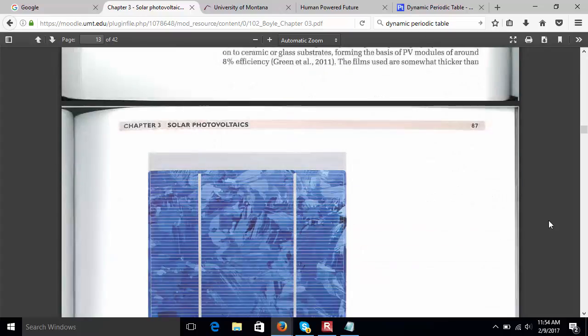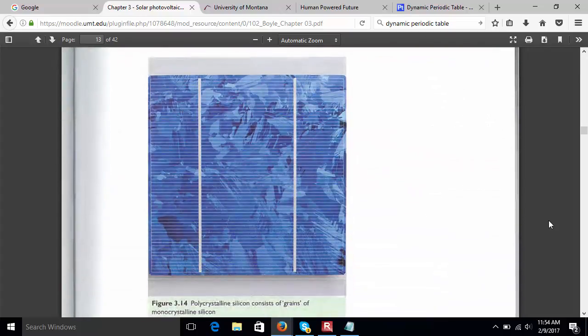So in the polycrystal, there's your classic, and that's what you see with most PV panels. Every one of those colors represents an individual crystal grain that formed during the formation of the polycrystal. And again, here are your conductors, each one of those little stripes on top. That's your top conductor that we talked about before.